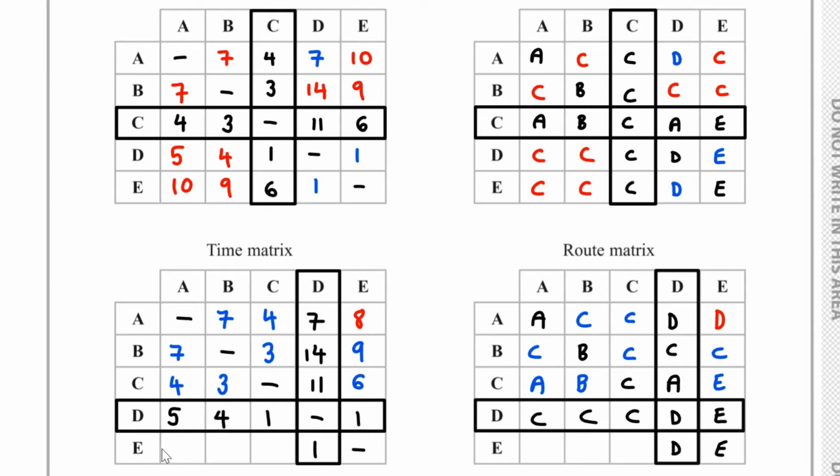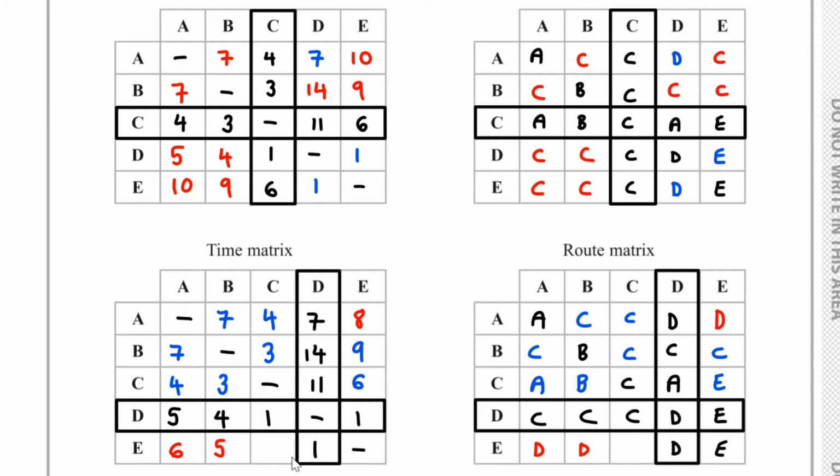Let's now take a look at this element. We compare the 5 plus 1, which is 6, with the 10. There is a change, so we put 6 here and D here. If we take a look at this element, we have 4 plus 1, which is 5, compared with the 9. 5 is smaller, so 5 goes here and D goes here. We have changed.